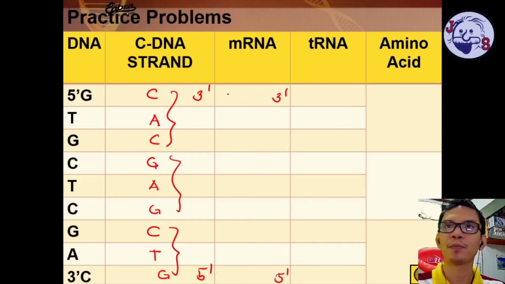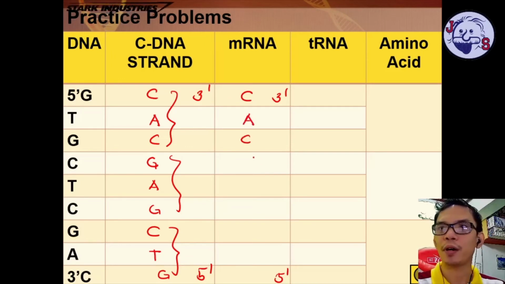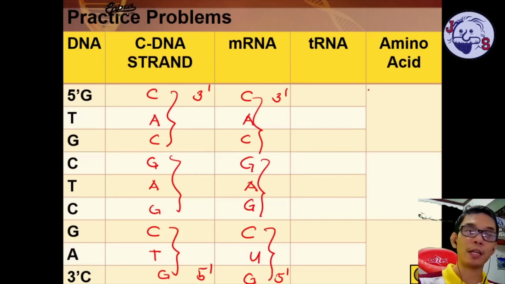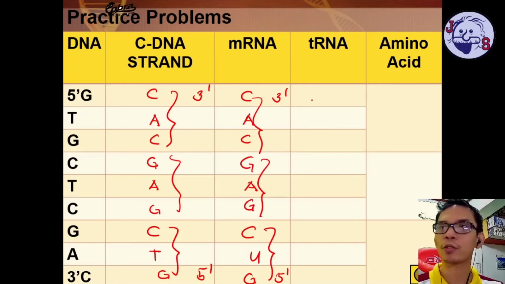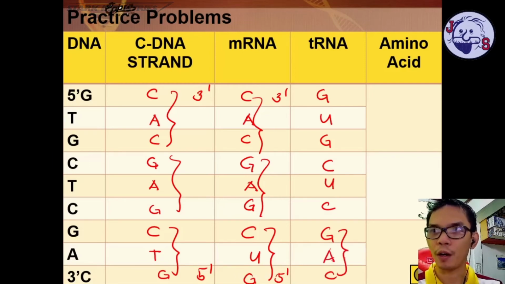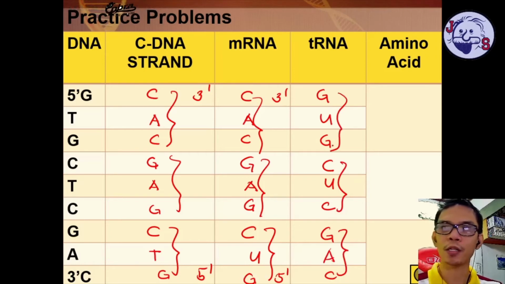So we have C, A, C. We have G, A, G. And also, we have C, U, G. Bracket. Next one is the tRNA. So we have G, U, G. We have C, U, C. And we have G, A, C. Brackets for codon that you have over here.